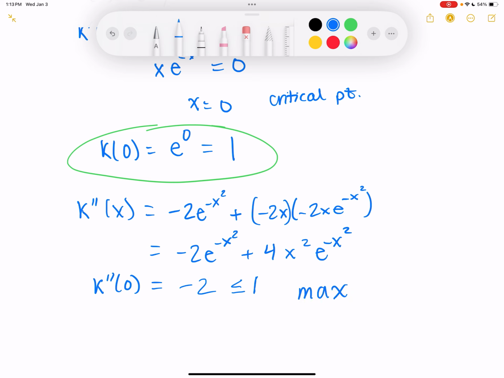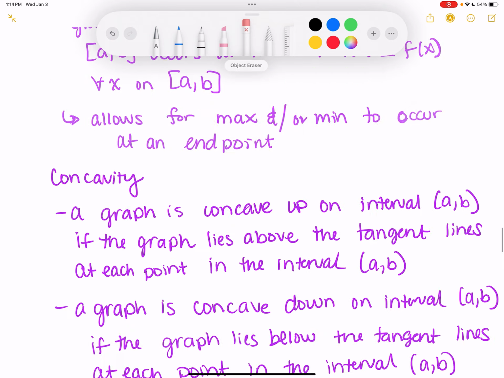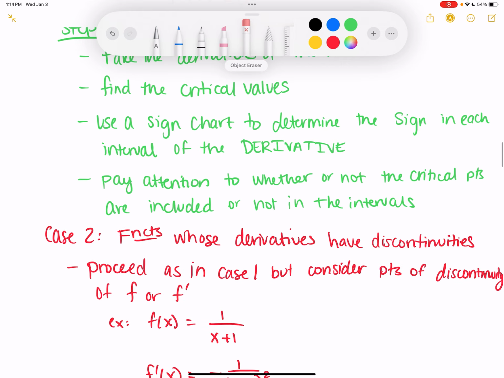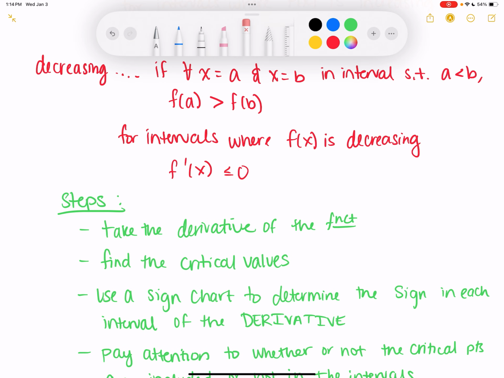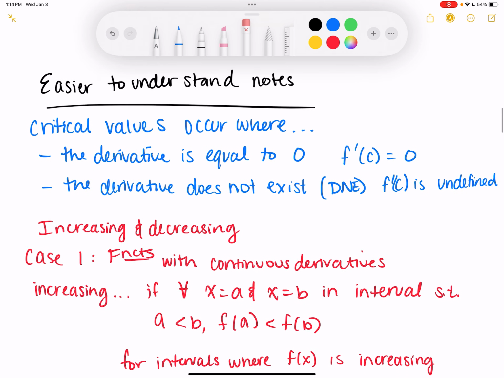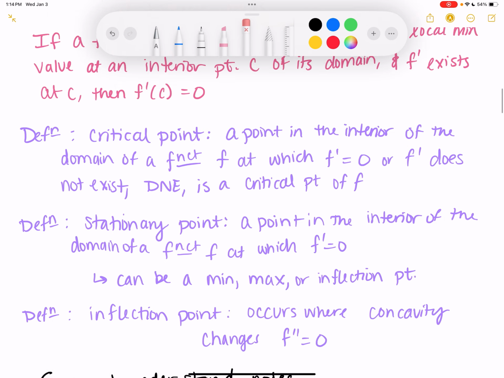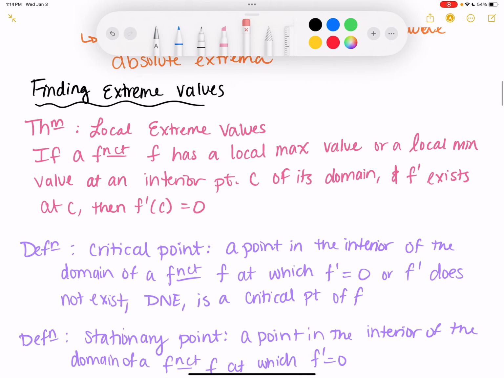Wait, what? No, the 1 is the max, right? Or is that what you're saying? I'm saying that the value that we found is the max. So 1. It's a max because of that. Negative 2 is not the max. Yeah, negative 2 is not the max.